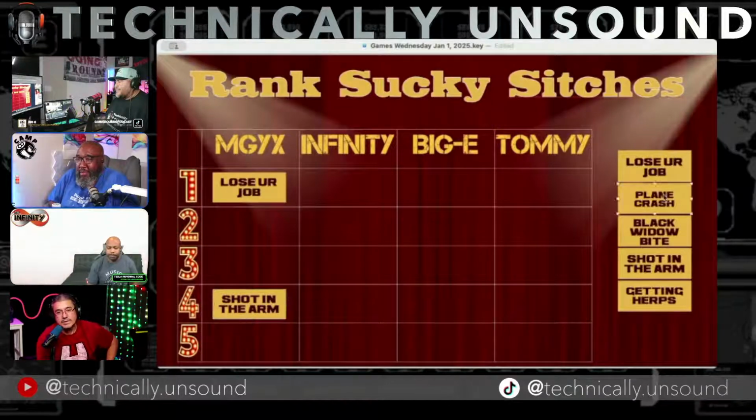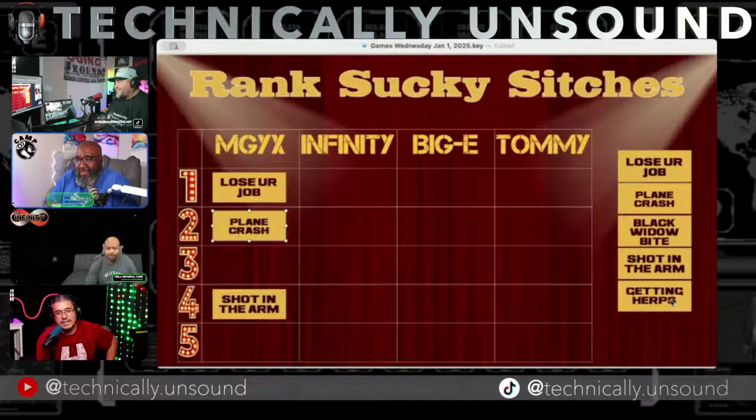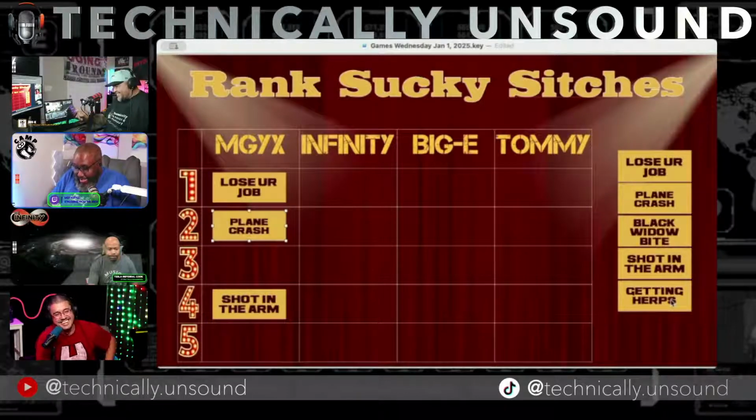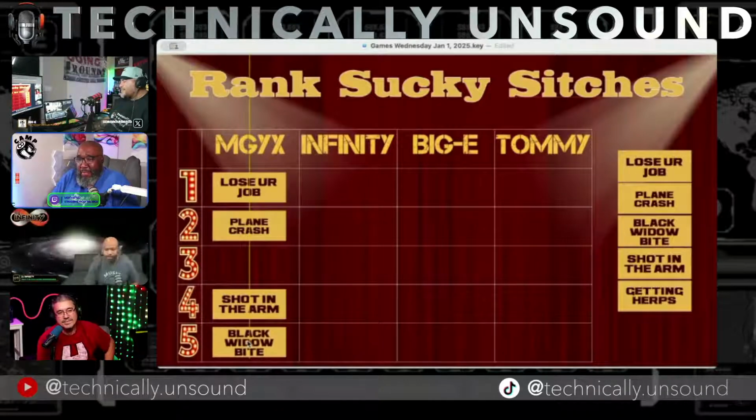Plane crash 2. All right. What the? I would say getting the herpes. I guess for you it would be again. I knew he was holding on to that one for a while to use for somebody. And then Black Widow bite at 5, because I think I've been bit by a Black Widow and I don't really remember it hurting. I have. Okay. I'm putting that in.